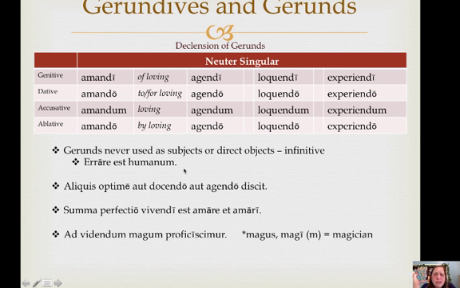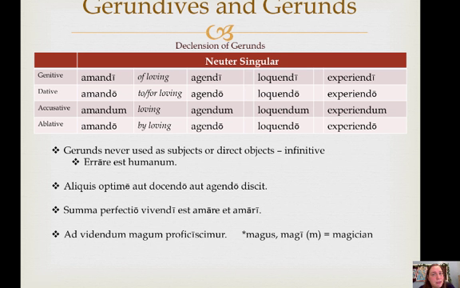Gerunds are never used as subjects and pretty much never used as direct objects either, because we use the infinitive, the other verbal noun that we know, to do those things. So think of one of the examples of an infinitive as the subject of a sentence: errare est humanum, to err is human. It's also interesting to note that infinitives are also neuter verbal nouns. So there you go. Gerunds are neuter and are considered neuter singular, and so are infinitives when used as a verbal noun.